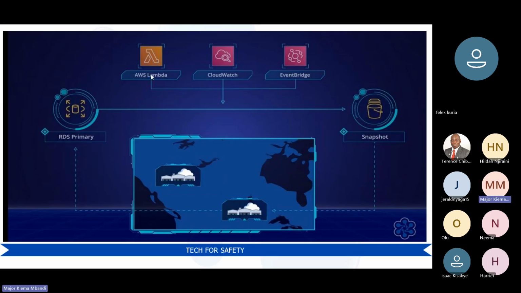You can have AWS Lambda, CloudWatch to monitor, and then EventBridge. So RDS, and then a snapshot is taken, and then maybe this snapshot is copied to another region, so that in case of anything, you can use the snapshot to restore your database. So that is like the life cycle.